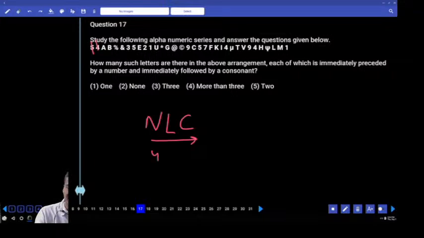Now 4 is a number, A is a letter and B is a consonant. Then the next one: number, letter and a consonant. Number, letter but not consonant. Number, letter, consonant, 7FK. Number, letter and a consonant. 4, 9, 4H but not consonant. That's it. Hence only 2 choices for question number 17.